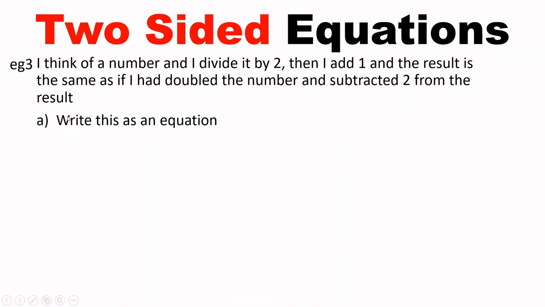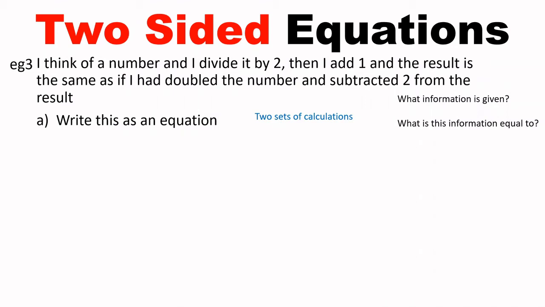So this time, to set up our equation, we need to think of the given information. What is the information given? I'm not told that some calculation is equal to some number. I'm told 2 sets of calculations. And what is this information equal to? They are equal to each other. So I'm going to set up an expression here, a set of calculations with some unknown variable and some numbers, which is equal to another expression. So a set of calculations with that same unknown variable.